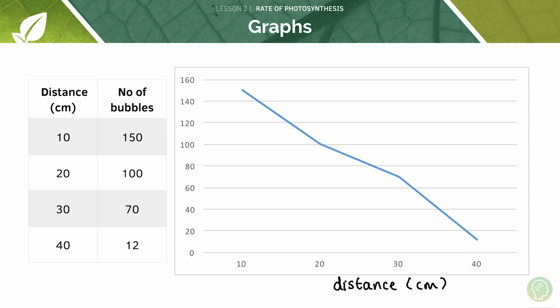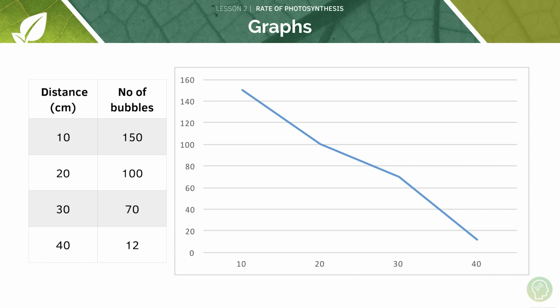And on your y-axis you're going to have number of bubbles. And because that's a number, it has arbitrary units, so you don't have to put them in. And you might even want to, on your axis, when you draw this line, put in your x and your y.